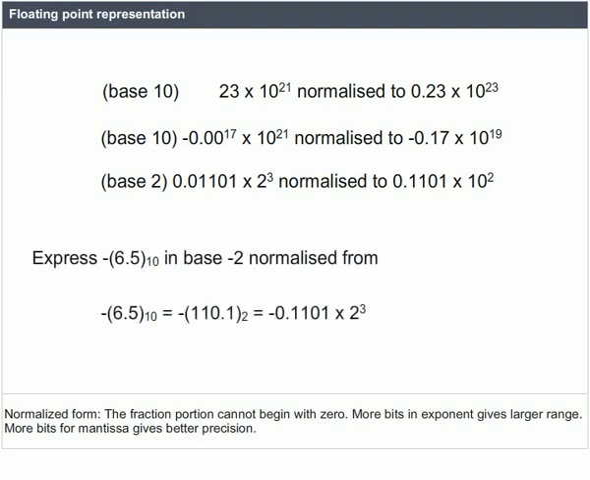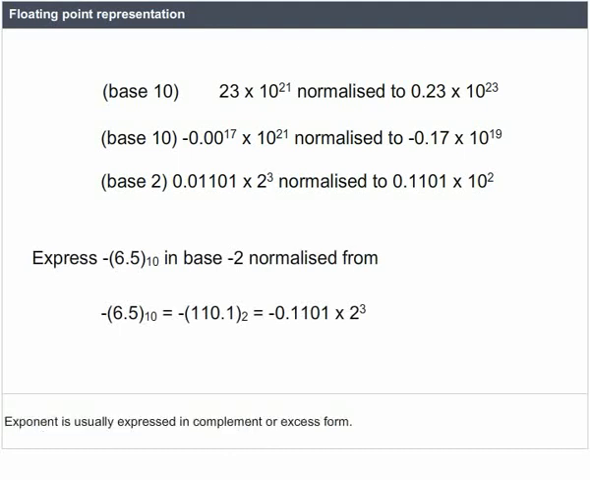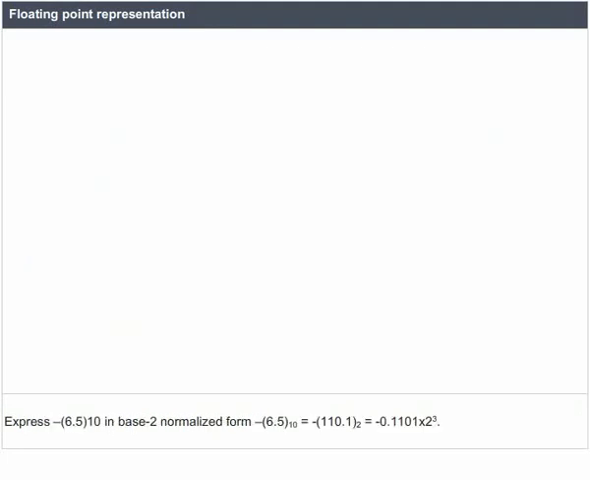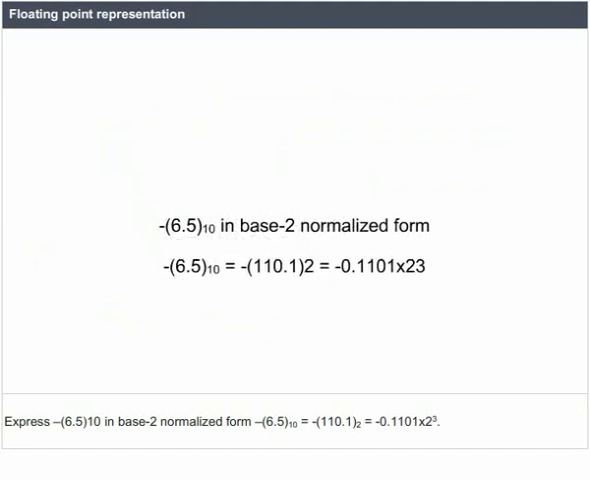More bits in the exponent gives larger range. More bits for the mantissa gives better precision. Exponent is usually expressed in complement or excess form. Example, express minus 6.5 to the base 10 in base 2 normalized form. Minus 6.5 to the base 10 equals minus 110.1 to the base 2, which equals minus 0.1101 multiplied by 2 to the power 3.